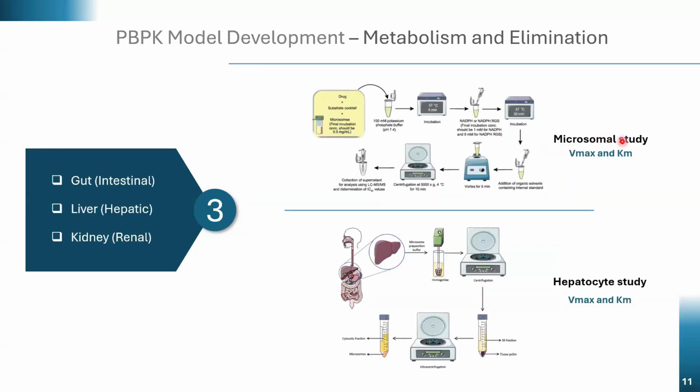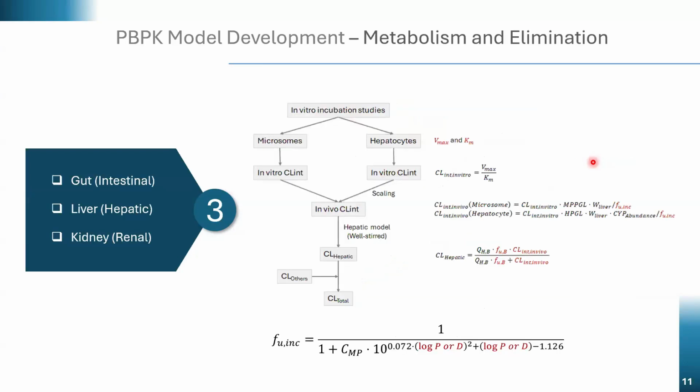You can do a microsomal study, or you can do a liver hepatocyte study. I won't go into details of these studies. It's something that we can all read up on. It's available in the literature. But the point I want to make here is that there are two important parameters from those studies that you are looking for, and they are the Vmax and the Km, because these are the two parameters that you are going to use to project what the actual clearance of the drug would be through a process that is called scaling. I will show you this process on the next slide.